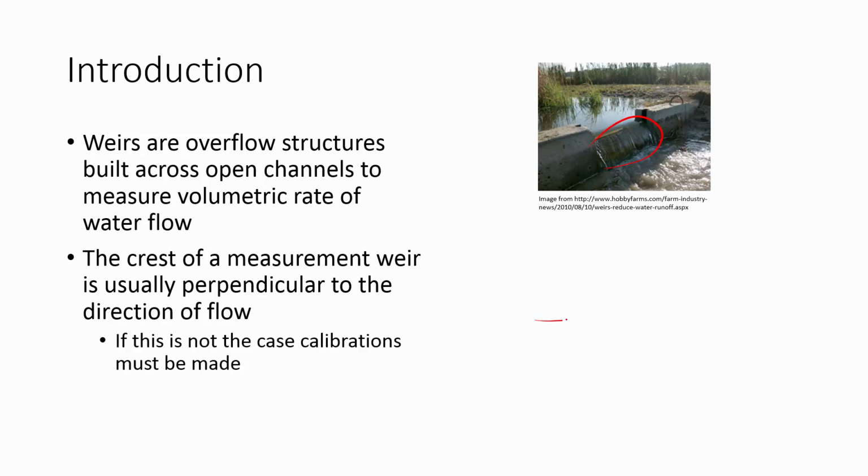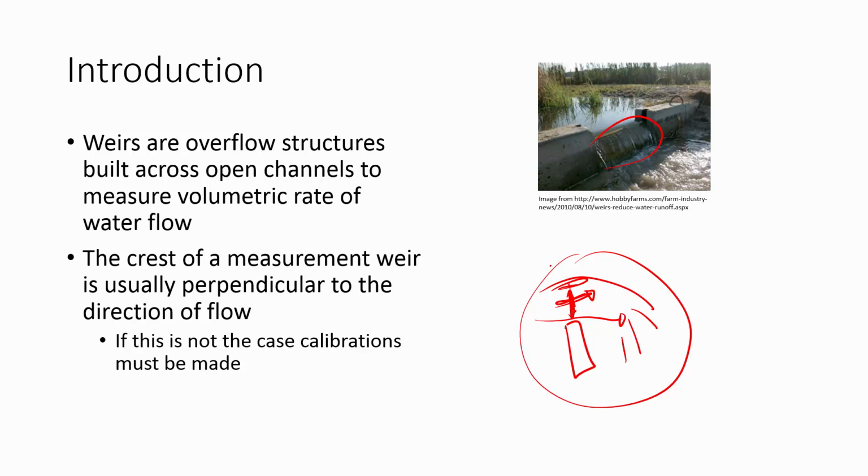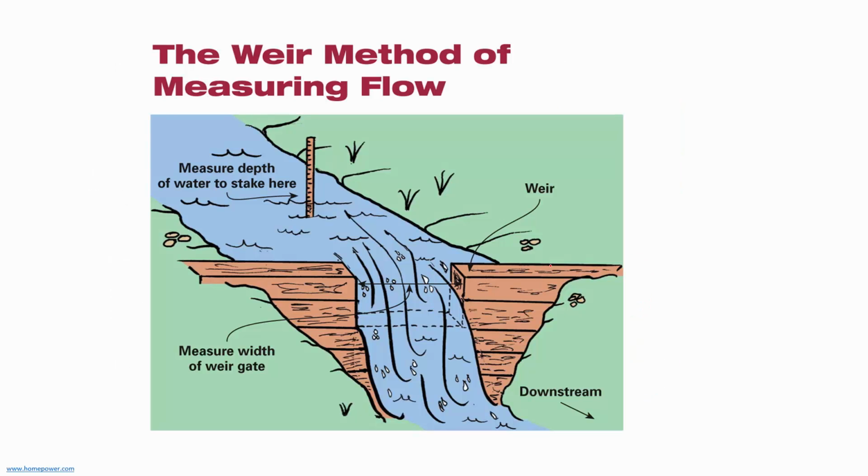So if we have the flow in this direction, and here is the edge of the structure, then the edge of the water, this is the crest, is measured perpendicular to the direction of flow. If this is not the case, calibrations must be made. Whenever you have this situation, there are already formulas that have been developed. If you don't have that situation, you'll have to calibrate accordingly.